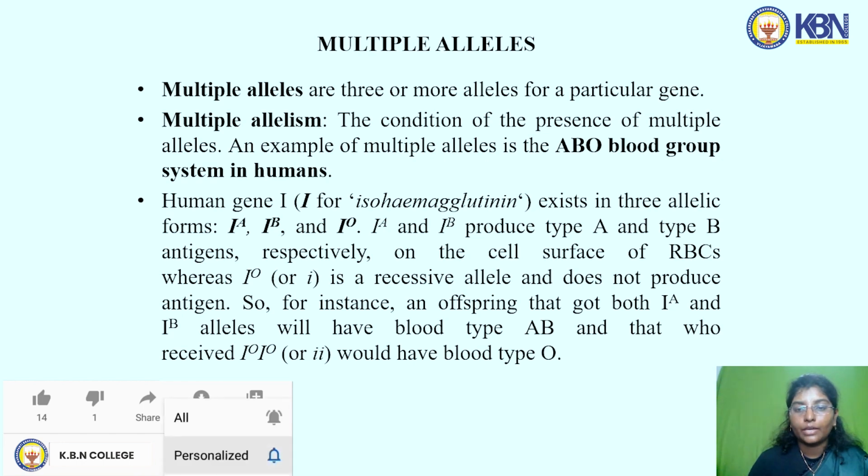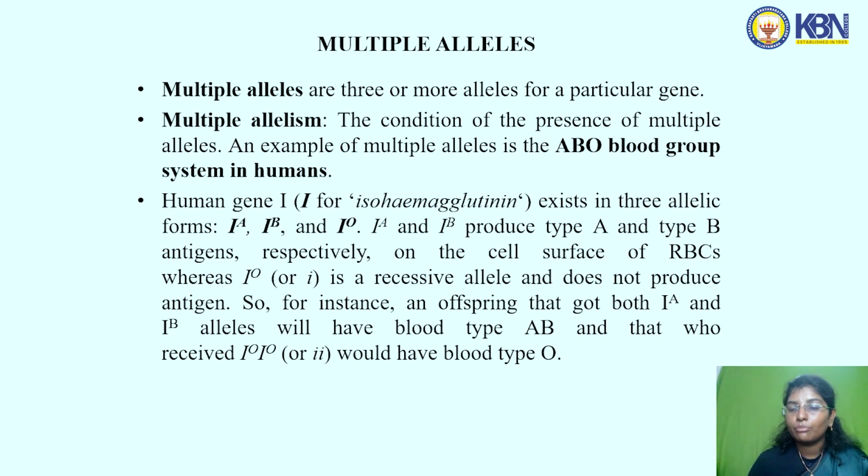In the human genome, I means isohemagglutinin, which exists in three allelic forms: IA, IB, and IO. IA and IB produce type A and type B antigens respectively on the cell surface of RBCs, whereas IO is a recessive allele and doesn't produce antigens. So, for instance, an offspring that got both IA and IB alleles will have blood type AB, and one who received IO would have blood group O.